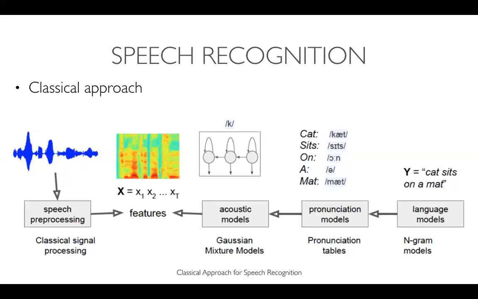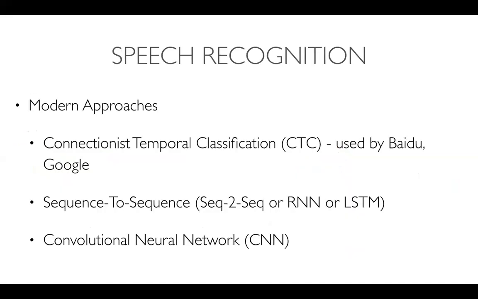But now we have some modern approaches. One of them is connectionist temporal classification, which is highly used by Baidu and Google. Then we have sequence to sequence models, or RNN or LSTM. Then we have convolutional neural networks, CNN. Because our course mostly covers CNN and computer vision tasks, I will focus my webinar on this part only. I will not cover the sequential models and CTC.